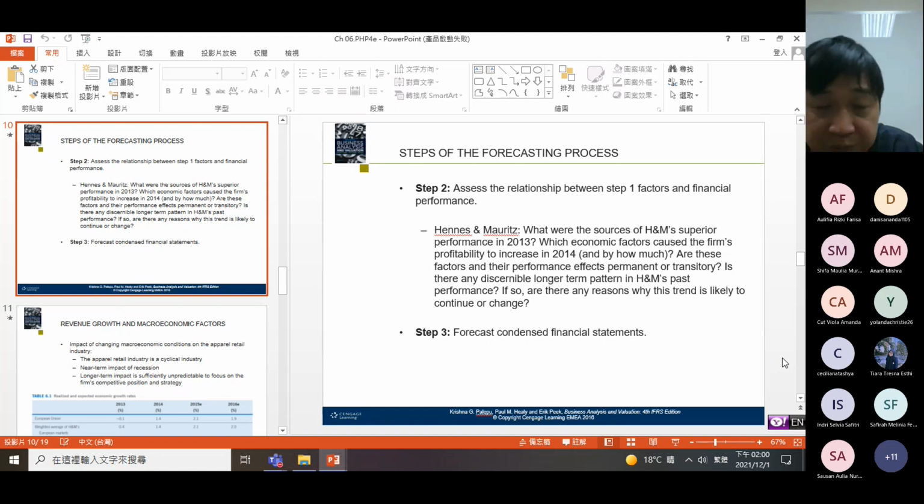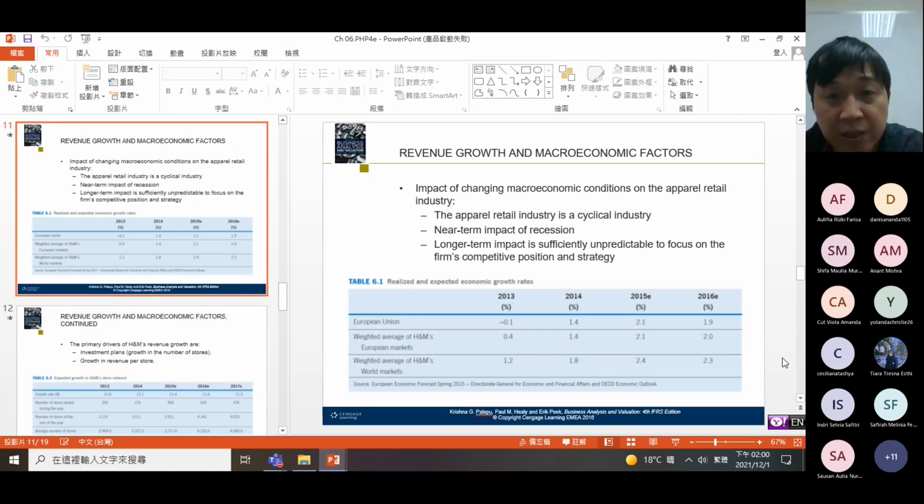Step 3: forecast the condensed financial statements. Here are revenue growth and the macroeconomic factors: the impact of changing macroeconomic conditions on the apparel retail industry. The apparel retail industry is a cyclical industry. The near-term impact is recession. The long-term impact is sufficiently unpredictable that we focus on the competitive position and the strategy.